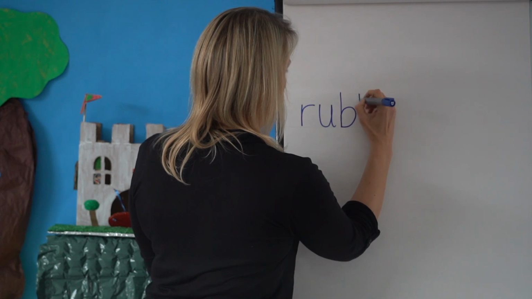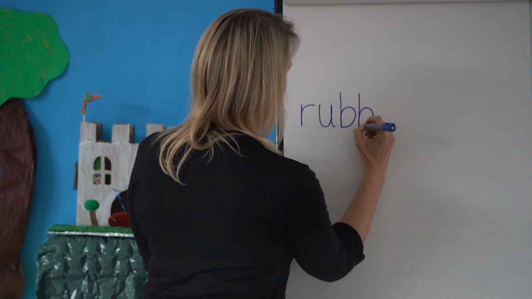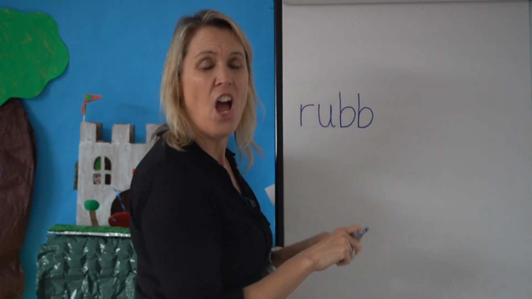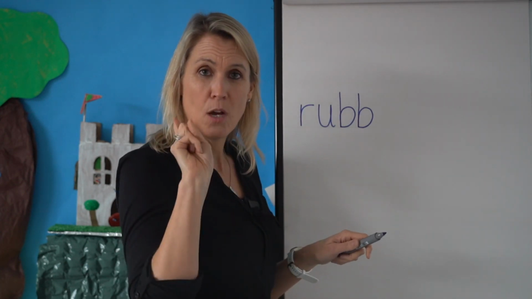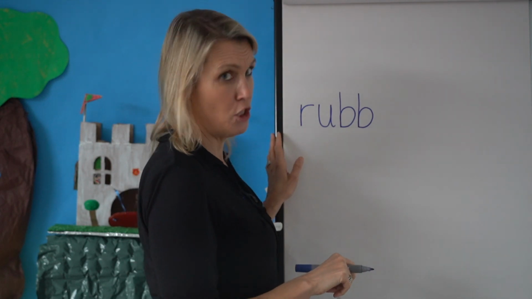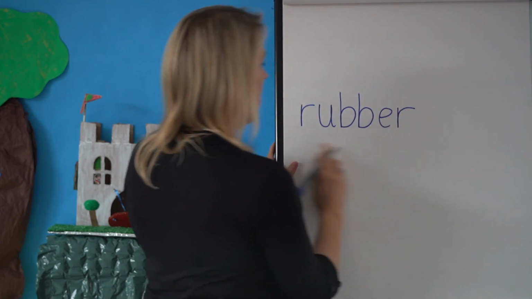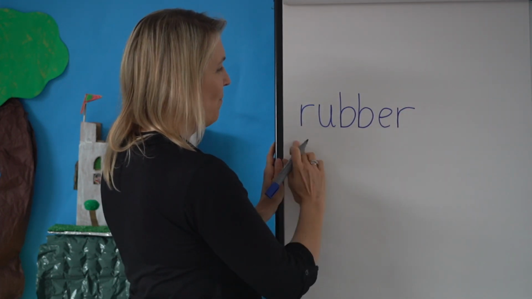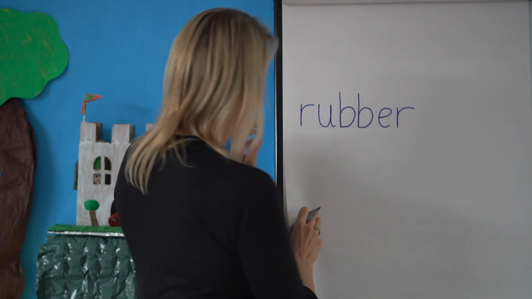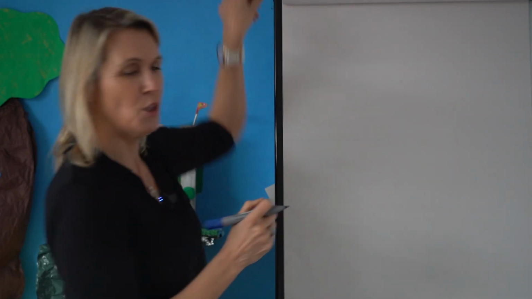R. B. Is a digraph. Two letters, one sound. So I need to write two letters. Rubber. Okay, let's hide the word. Your turn. Say the word. Say the sounds. Write them down. Don't forget the digraphs. B and a. Two letters, one sound.